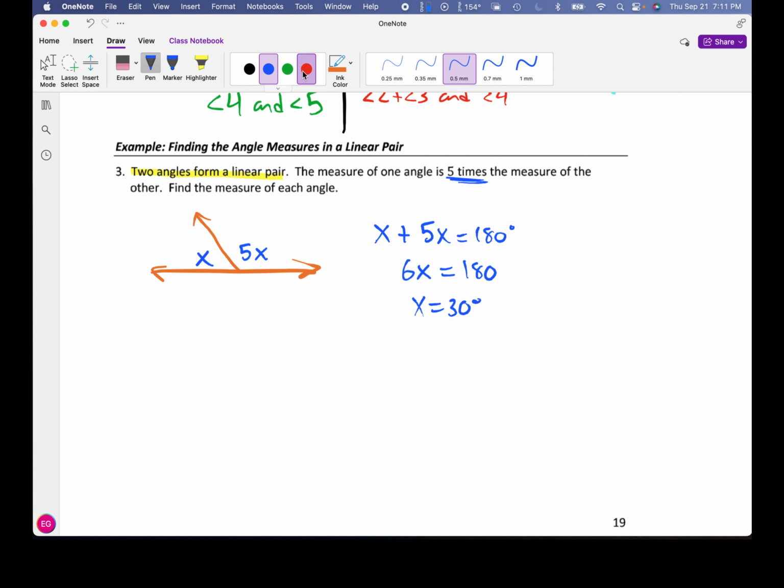It's asking me to actually say what the 2 angles are. So one of them is going to be 30 degrees, and then I'm just going to do 5 times 30, and the other one, 150 is what that's going to be. So there we go. Those are the 2 angles. Together they add up to 180, and one of them is 5 times as big as the other. Fun, right?